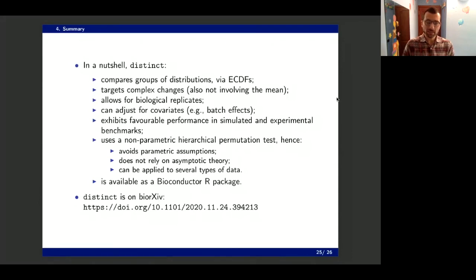And again, since it's fully non-parametric, it has a permutation approach. It avoids parametric assumptions, it doesn't need asymptotic theory, and is very flexible. Again, it can be applied also in other types of data and other contexts beyond the ones that we consider. As I said, it's on Bioconductor, and there is a preprint if you're interested.